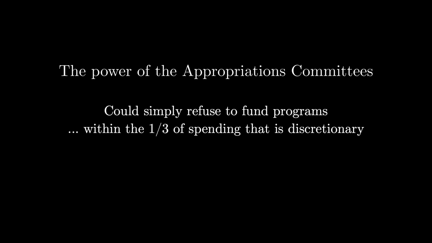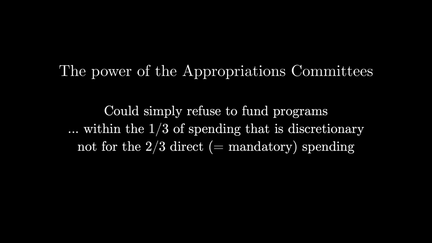The 2/3 that are mandatory or direct spending, on the other hand, are controlled by the substantive committees. The costs of entitlement programs like Medicare are controlled by eligibility standards and levels of benefits that are defined by the substantive committee, not the appropriations committee.